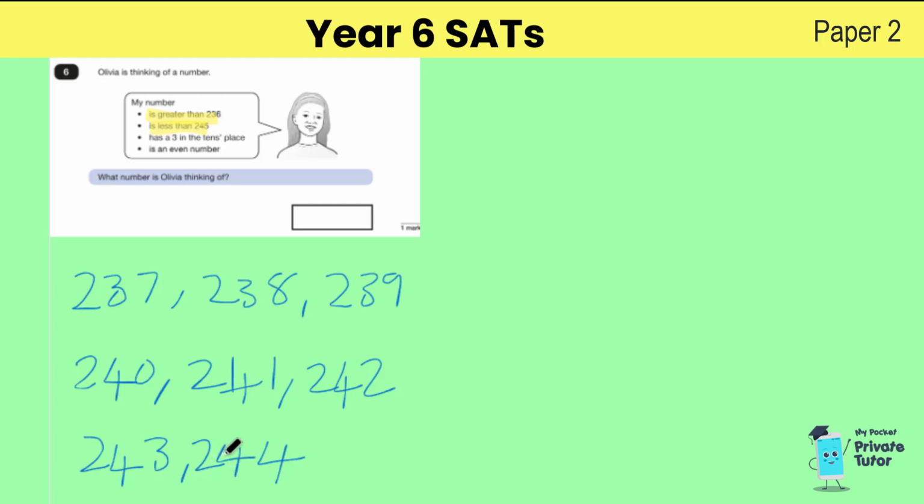I'm just showing this to you to demonstrate, because you could have looked at this last clue. It's an even number to eliminate some of these. It says it has a 3 in the tens place. So that already eliminates all of these, because all of these have a 4 in the tens place. And then, so I've used that clue, I've used that clue, I've used that clue, and finally it's an even number. Well, it can't be that, and it can't be that. We only have one possibility. So the answer is 238. We just simply followed the clues.